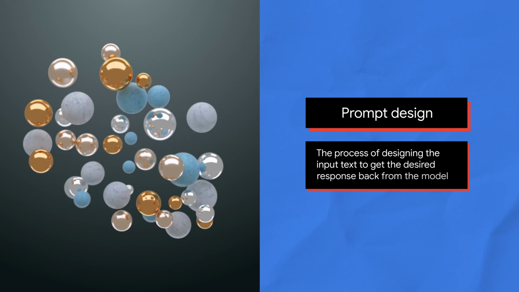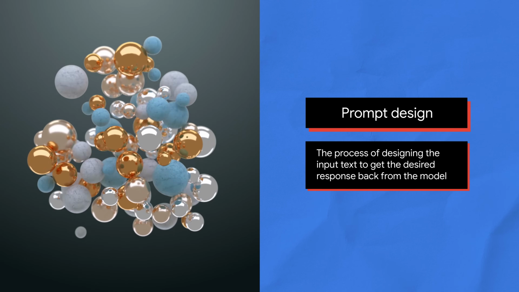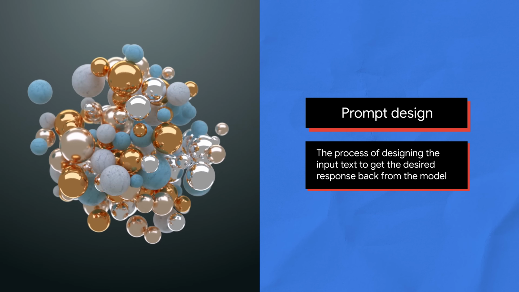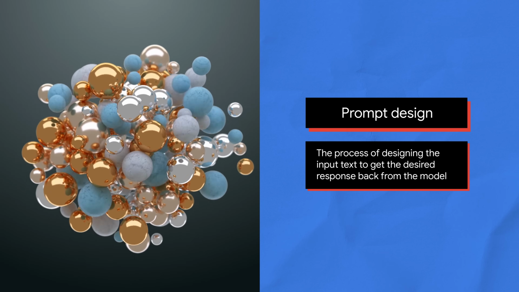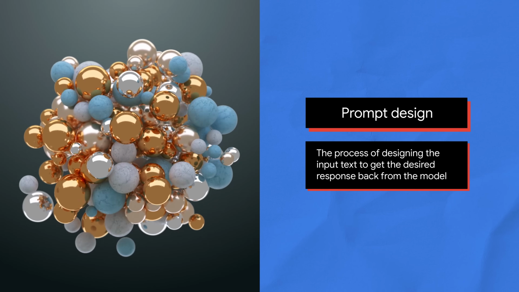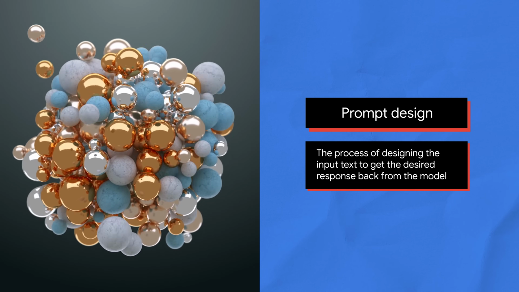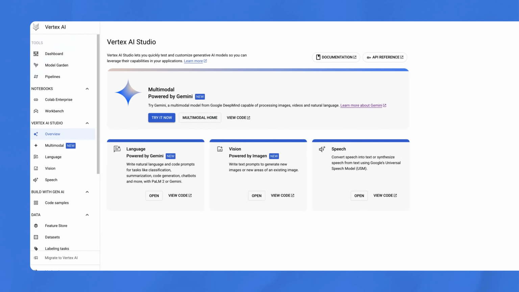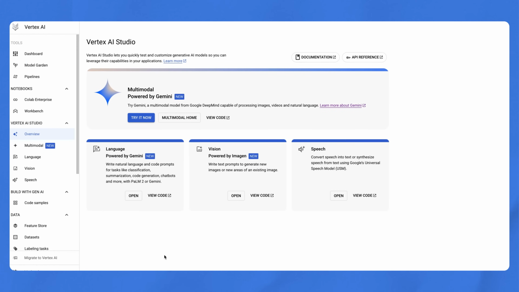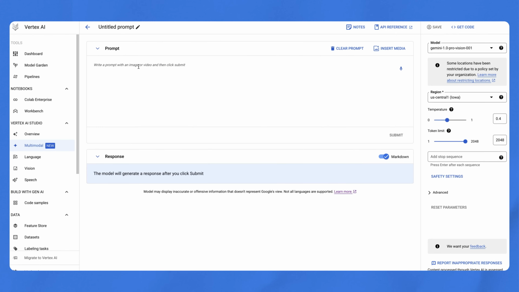The process of figuring out and designing the best input text to get the desired response back from the model is called prompt design, which often involves a lot of experimentation. You'll learn more about prompt and prompt design later in this course. Let's explore the Gemini multimodal feature within Vertex AI Studio. Navigate to the Vertex AI Studio overview page and click on Multimodal powered by Gemini. Try it now. You'll see three sections: a prompt field at the top, a response field at the bottom, and a configuration panel on the right.